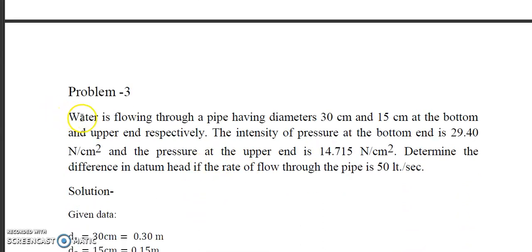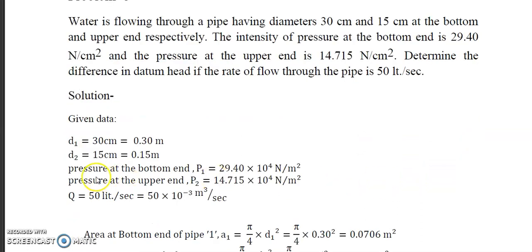The water is flowing through a pipe having diameter 30 centimeter and 15 centimeter at the bottom and the upper end respectively. The intensity of pressure is also given. The intensity of pressure at the bottom end is 29.40 Newton per centimeter square, and the pressure at the upper end is given as 14.715 Newton per centimeter square. Here you have to calculate the difference in datum head if the rate of flow through the pipe is 50 liter per second. So accordingly, first you have to write the given data.